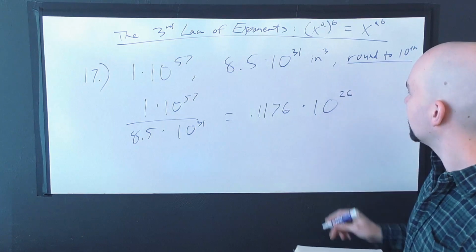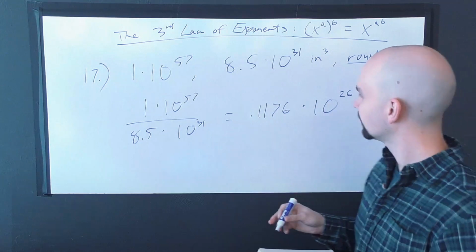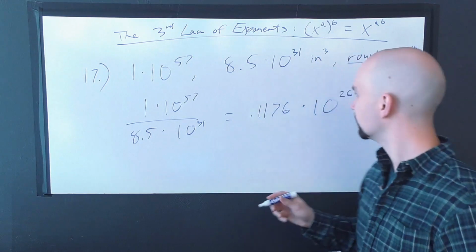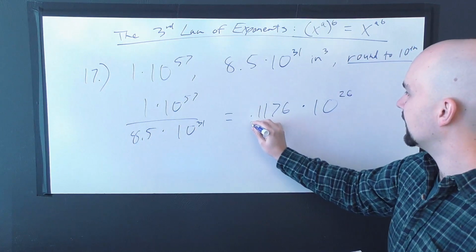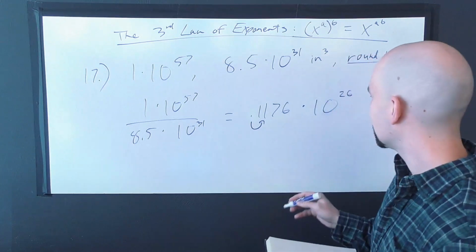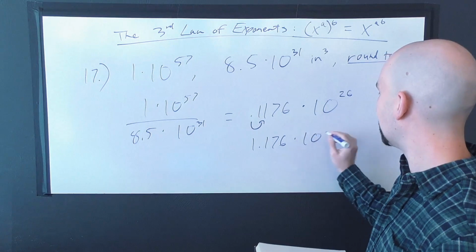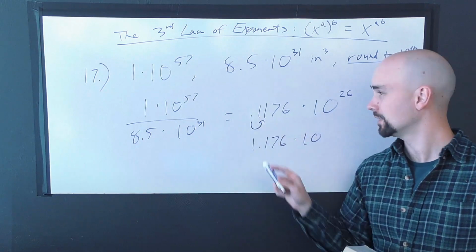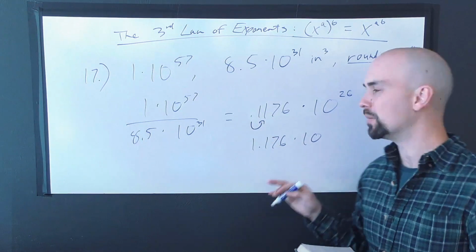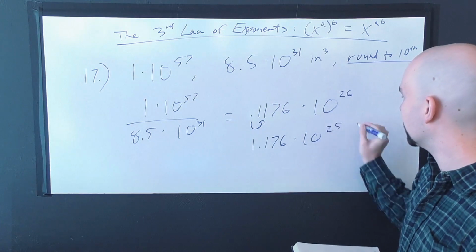26. Now it says to round to the nearest tenth, and so I'm not going to do that yet. I'm going to do that after I put it in scientific notation. So to put it in scientific notation, I need to have the decimal to the right of my first non-zero digit. So that would be 1.176 times 10 to the power of, well, I just multiplied it by 10 to make it, instead of 0.1, 1 point. And so to do that, I had to borrow one of these 10s. So instead of 10 to the power of 26, it'll be 10 to the power of 25.